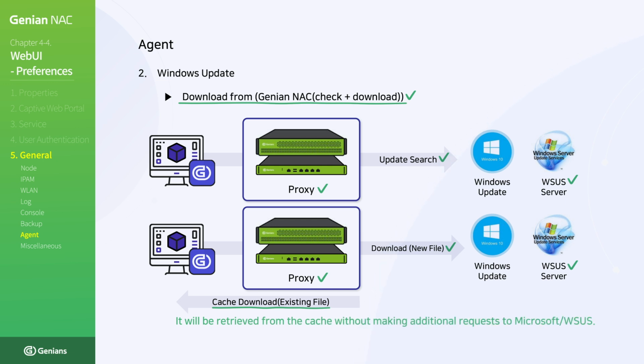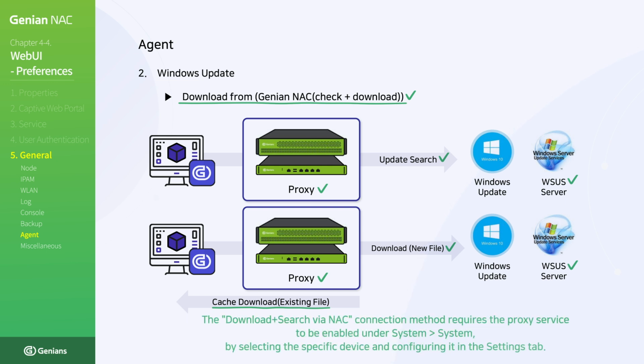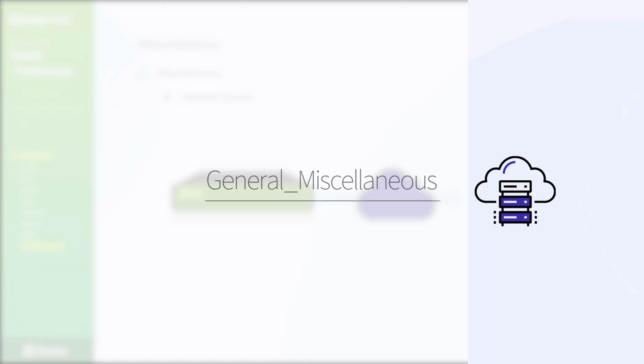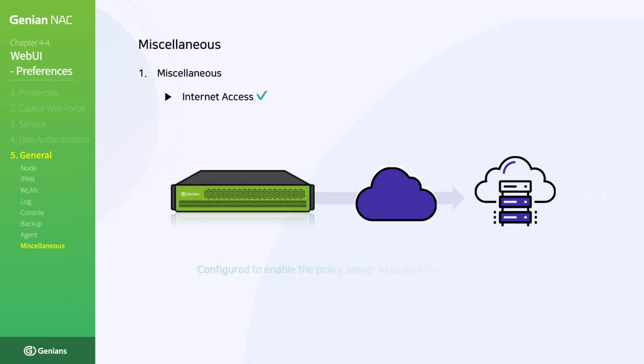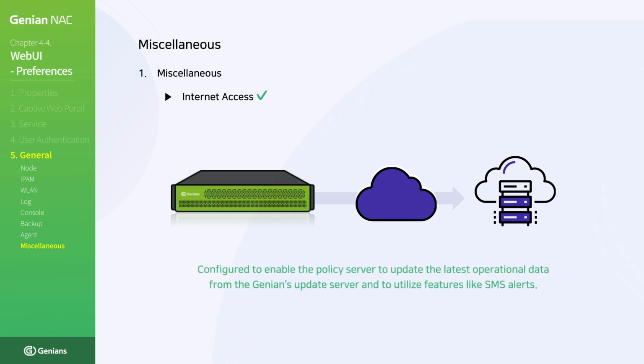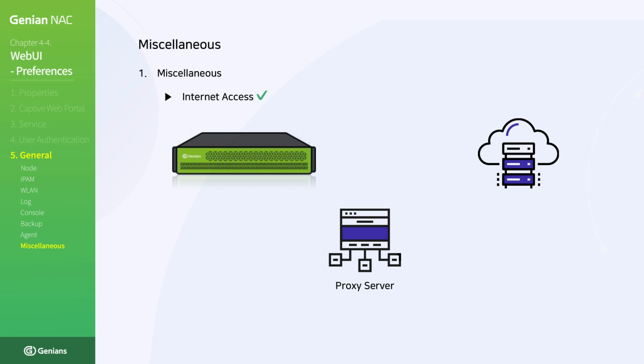This setting configures the NAC agent to handle Windows updates, where both the update search and download are routed through the NAC server's proxy, represented by its primary IP address, to connect to Microsoft WSUS. During the download process, a cache server is activated. If the update file has been downloaded previously, it will be retrieved from the cache without making additional requests to Microsoft WSUS. The download plus search via NAC connection method requires the proxy service to be enabled under System by selecting the specific device and configuring it in the Settings tab.